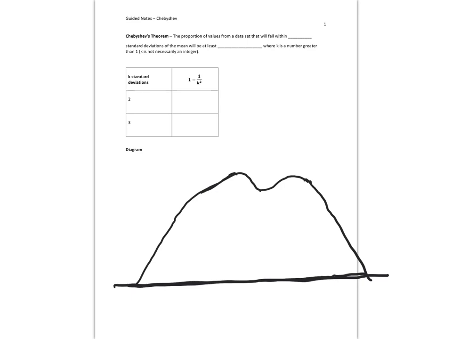Chebyshev's theorem states the proportion of values from a data set that will fall within k standard deviations of the mean will be at least 1 minus 1 over k squared, where k is a number greater than 1. So the proportion of values from a data set that will fall within k standard deviations of the mean will be at least that number, using that formula, 1 minus 1 over k squared.